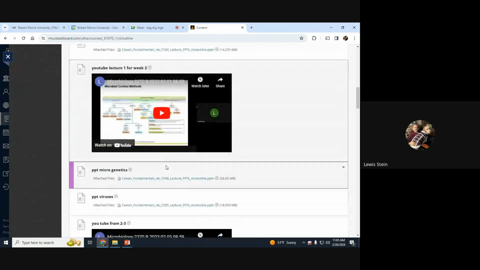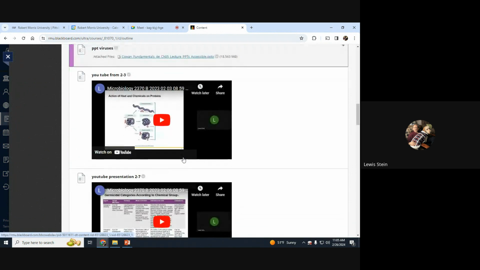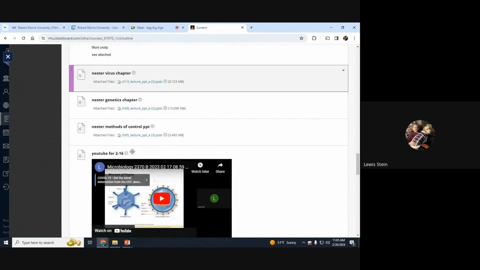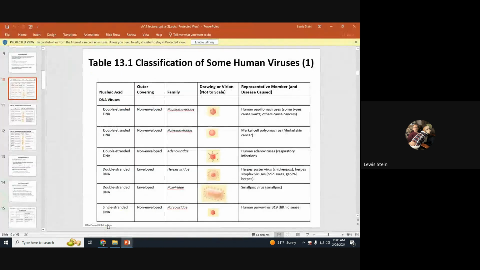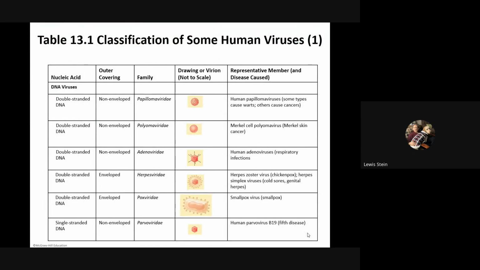As you work your way down, there's the one we've been using with Cowan, and here, Nester's virus chapter. That's the one we were on. It comes early. I don't recall the exact page number, but wherever it starts, we were on 10, 11, and 12. So here we go. And there's not a lot of flipping of pages, mostly me talking.